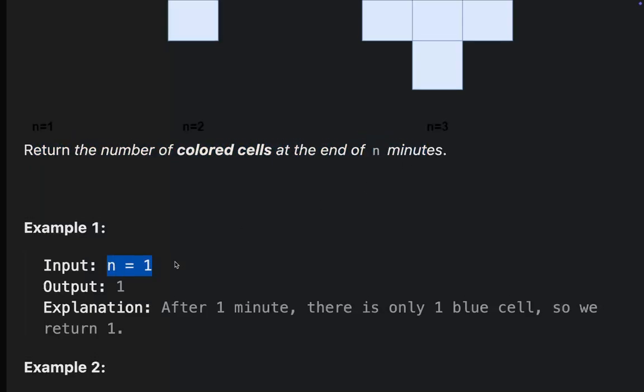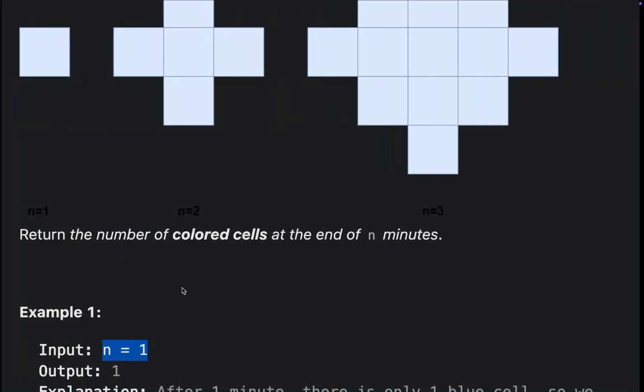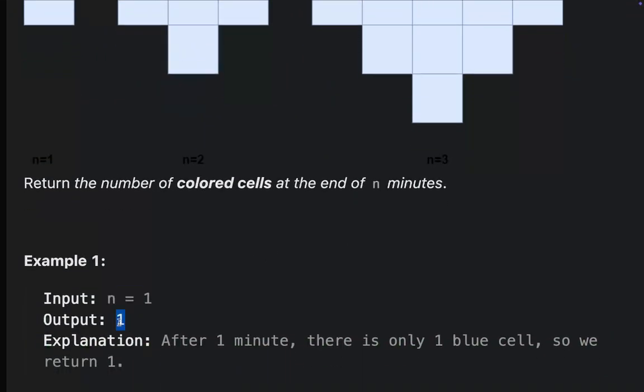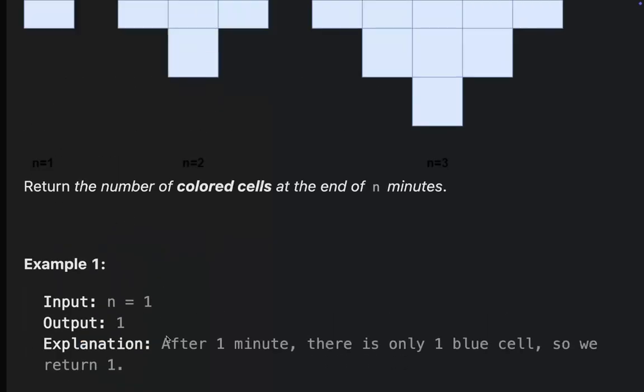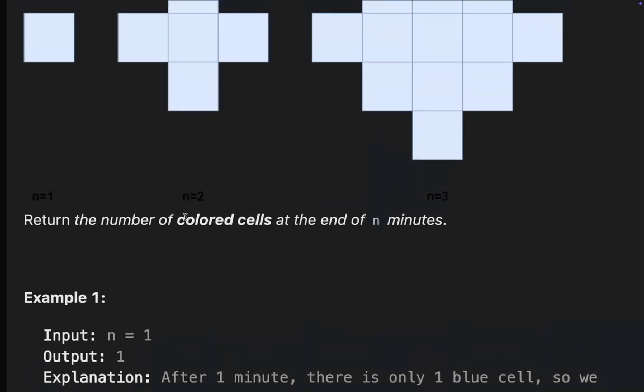So on minute 1 we only have 1. On time 1 only 1 cell is filled. Then on time 2 we have 5 cells, and n can be very large, so we need to find the total number of colored cells.